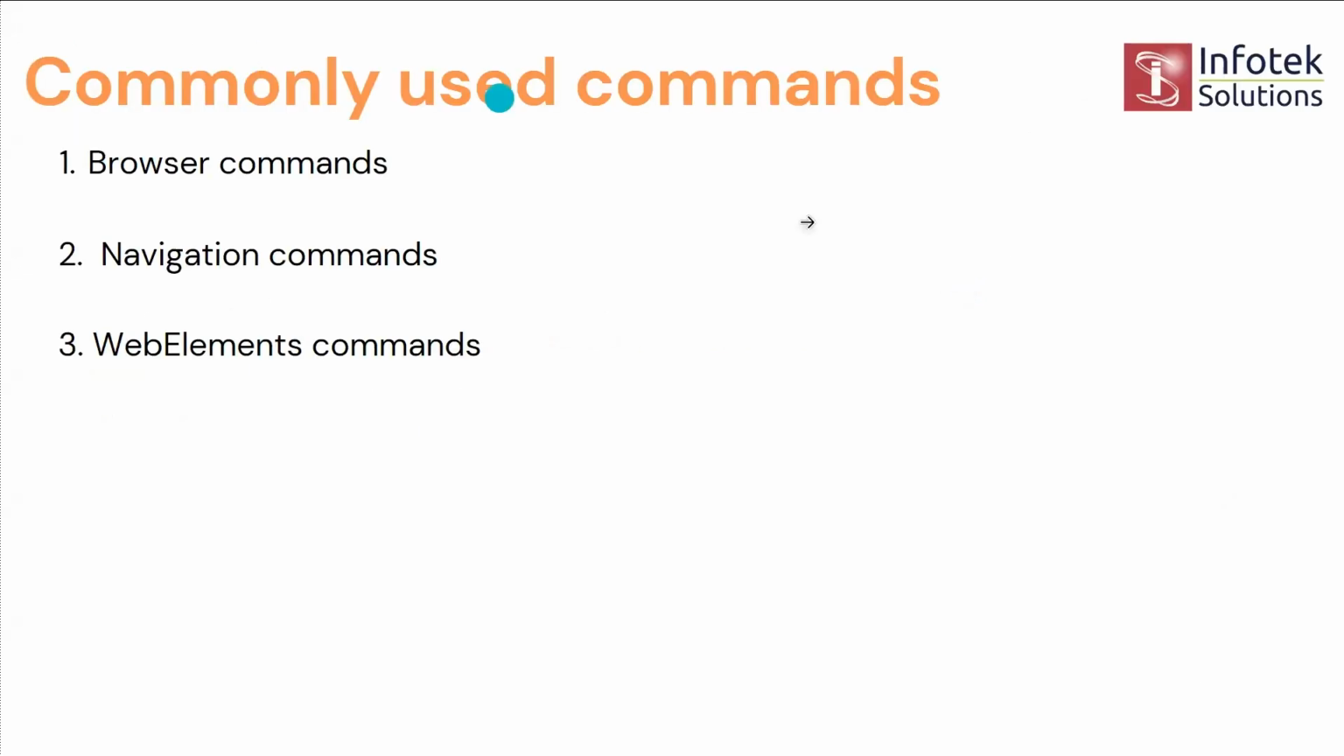First, let's see what the commonly used commands are. Basically, it's in three sections. One is browser commands, the other one is navigate commands, and the third one is web element commands. So it's divided into three different sections and every section contains different commands. First, let's check the browser commands.